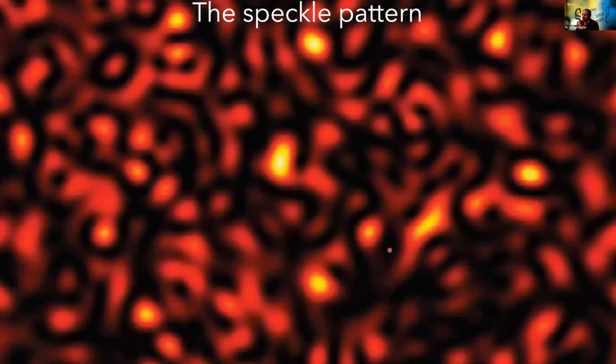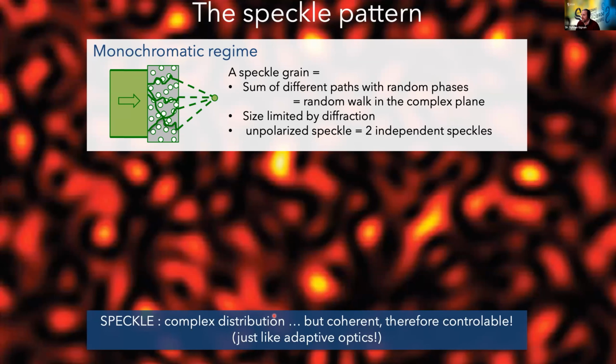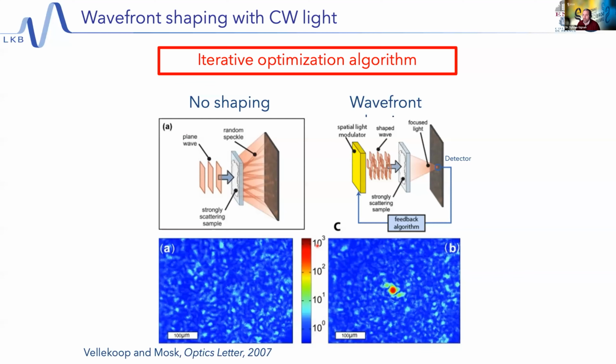If you put a camera on the far side of a scattering medium, you see a speckle pattern made of many bright or dark grains, which are given by random paths interfering through the medium. The distribution is very well determined. Each spot is diffraction limited. And of course, if you have polarization, it's depolarized. But the key point is it's a complex distribution, but it's coherent. Therefore, just like adaptive optics, you can manipulate the speckle for some goals.